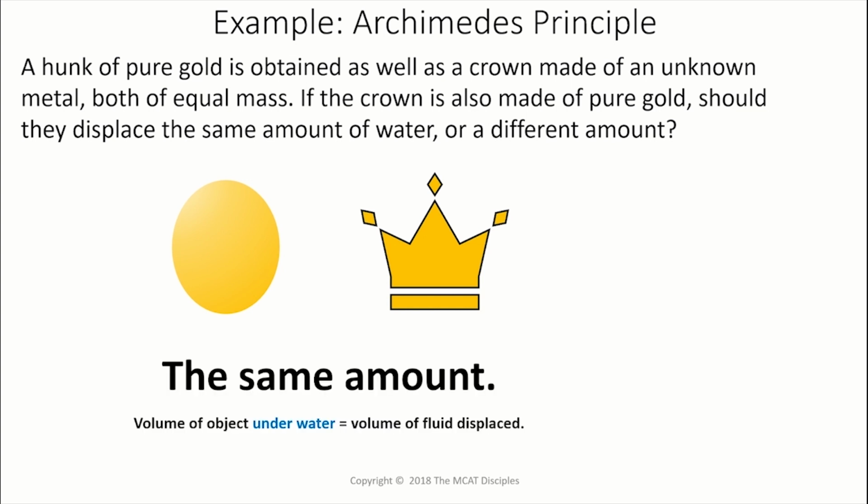Here's why. The volume of the object under the water is equal to the volume of fluid displaced. Clearly, this statement is important. It's not just the volume of the object, it's the volume of the object underwater, and that's equal to the volume of the fluid displaced. And if they have the same mass and the same volume displaced, they have the same density, so they're the same compound. So that's gold.